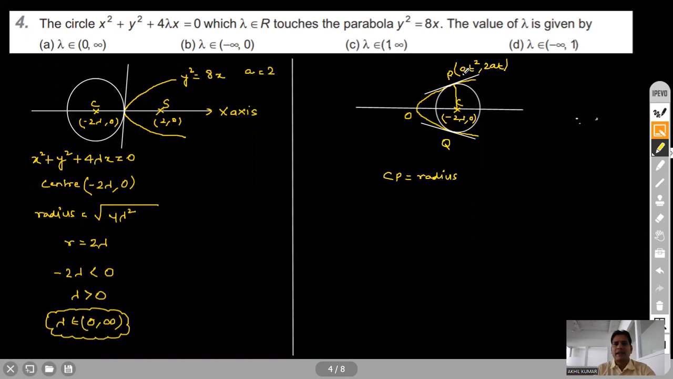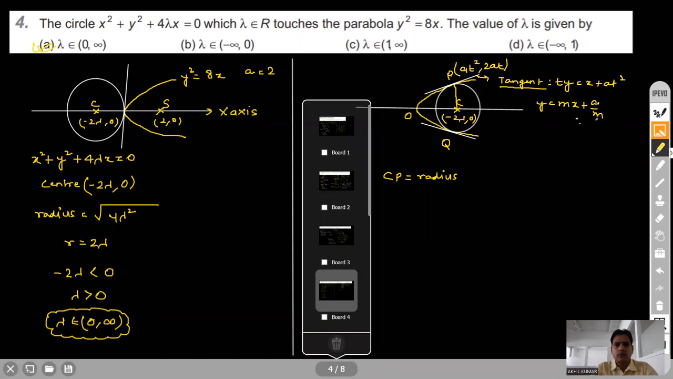And we can write the tangent at P. The equation of tangent at P in terms of the parameter can be written as ty is equal to x plus at square. Or in terms of slope, you can write it as y is equal to mx plus a by m, where m is the slope. Then the coordinates of P will be a by m square comma 2a by m. So anyhow, from there we can find this lambda. But as per this question, from here we get lambda is greater than zero. So the answer to this question will be option A. But this is also one case which is possible.